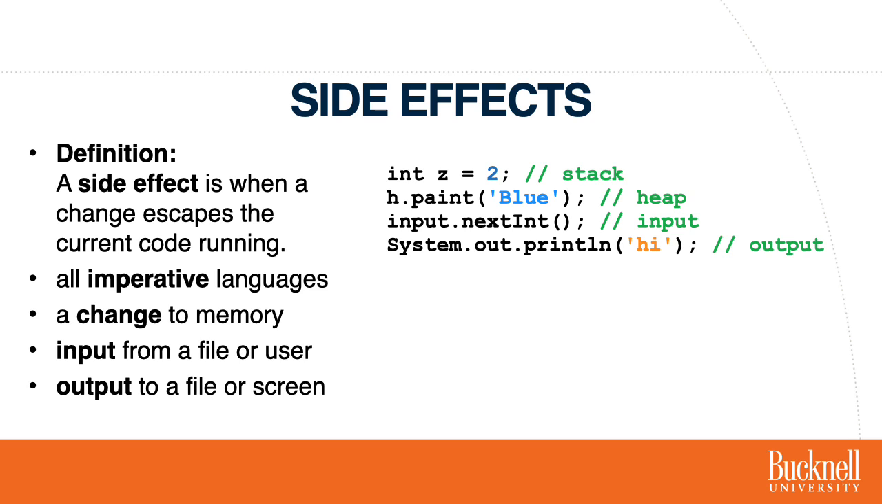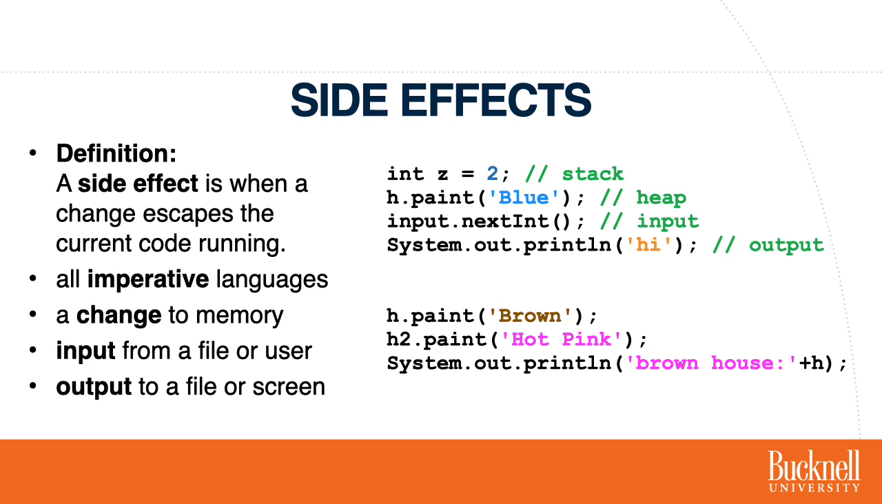Side effects combined with aliases can lead to the potential for unintended side effects. For example, let's say we paint a house brown, and we paint house2 hot pink, but we've forgotten that house and house2 are actually two names for the same house. So when we try to print brown house, we end up with a pink house.